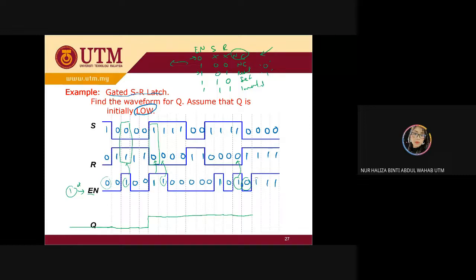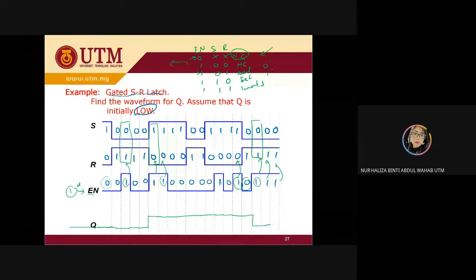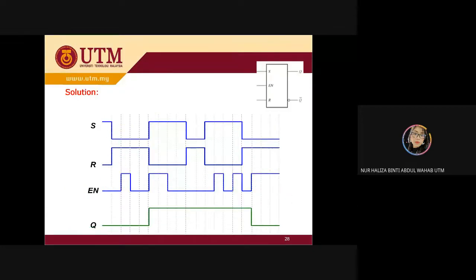And lastly, we have 1 here. We refer to our input. 0, 1, it will be reset. Similar to this one, reset. Similar to this one, reset. So this is our output. So this is the answer.